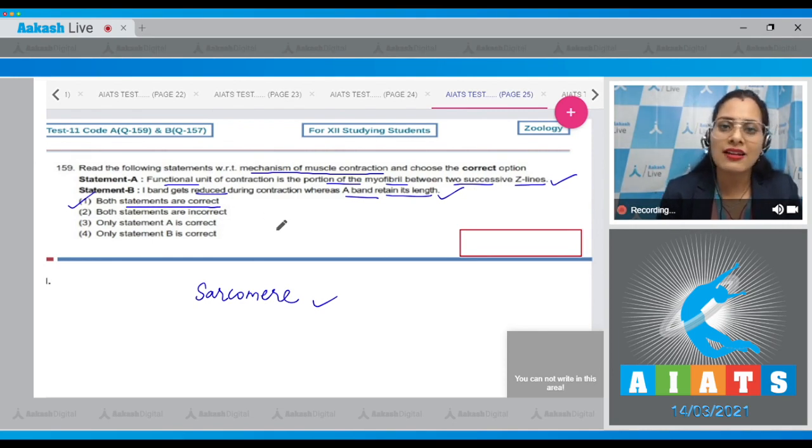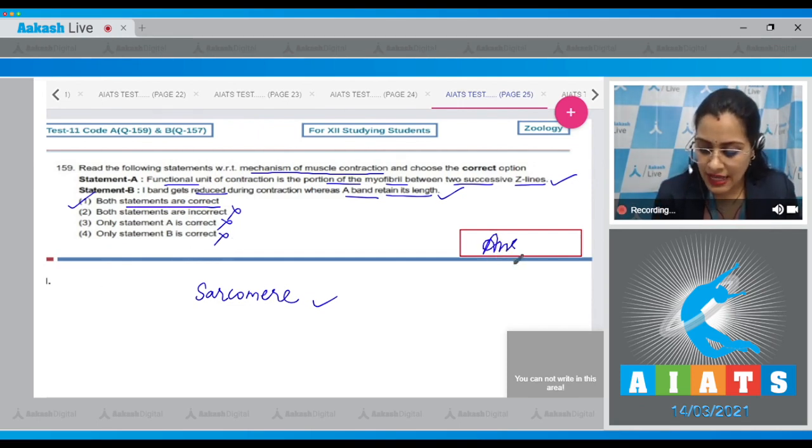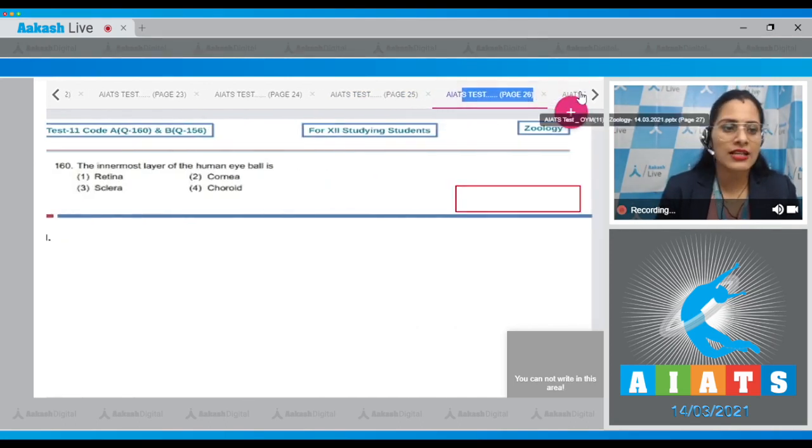Both statements are correct. Option 2, both statements are incorrect, is incorrect. Option number 3, only statement A is correct, is incorrect. And option number 4, only statement B is correct, is also incorrect. And the correct answer to this question is option number 1. Let's move on to the next question.